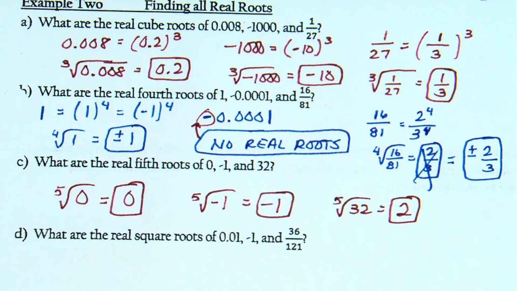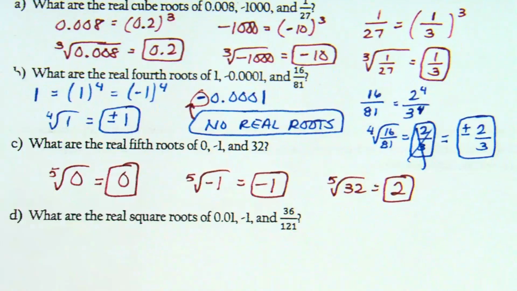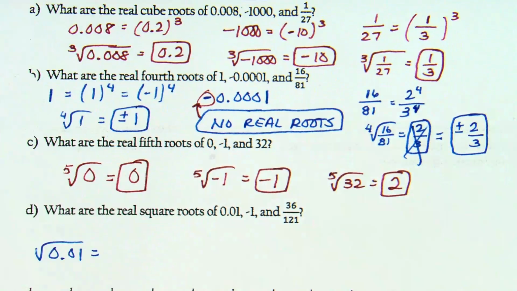Okay. And now we finally get down to square roots. What are the real square roots of 0.01? Well, think with me, guys. First of all, I see a 1. What's the square root of 1? A 1. Now, we have to figure out where to put the decimal. There are 2 decimal places there. I'm taking a square root, which is a power of 2, so I think of it as 2 divided by 2. Now I have 1 decimal place. So this is 0.1.